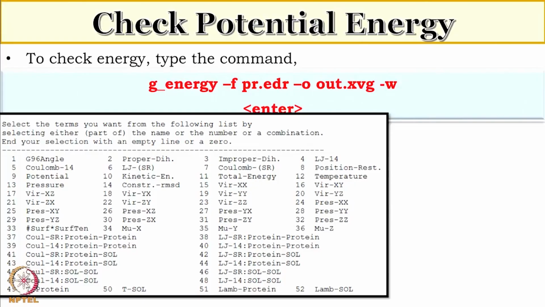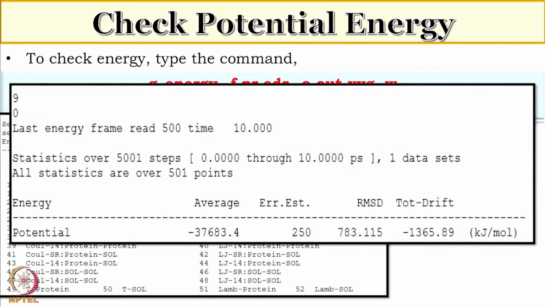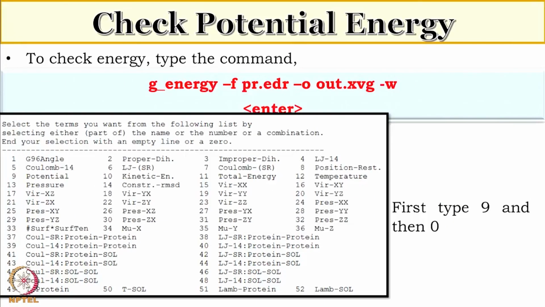What we need here is potential energy. We see that potential energy is number 9. So we'll first type 9 and then 0, and it will give me the value of potential energy. Where is that 9 displayed? It's in the third line. The 9th is the potential energy, 10th is the kinetic energy, 11th is the total energy. One can check these energy values as a function of time.